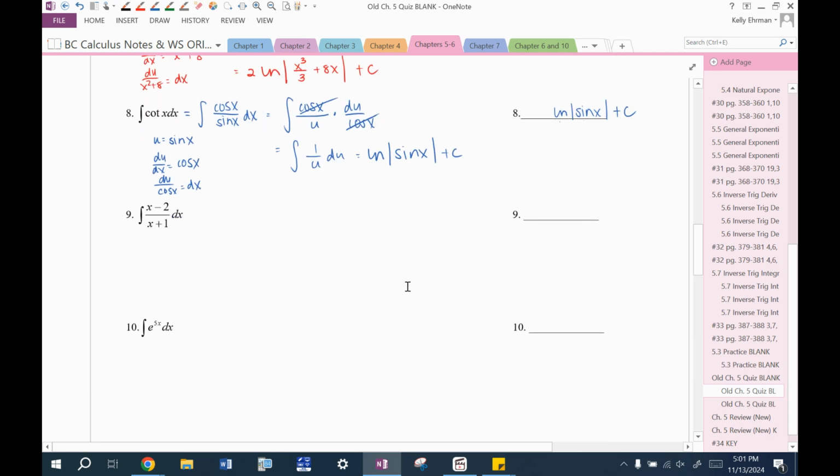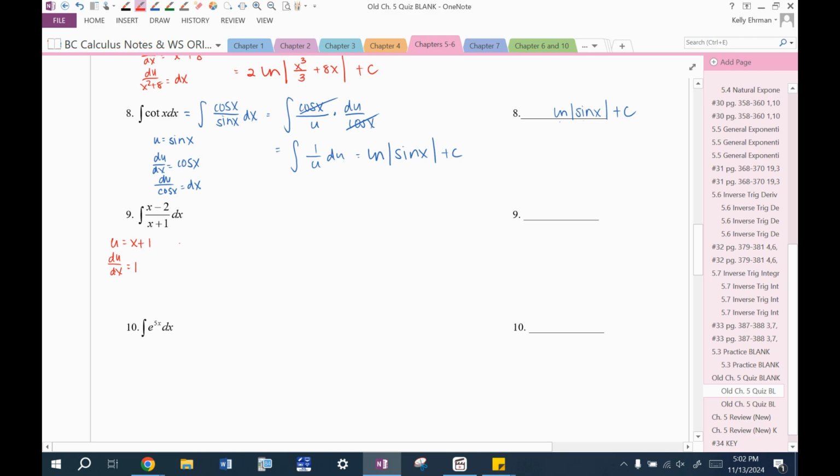All right. What about this one? I have a problem like this on our review as well. So what is the integral of x minus 2 over x plus 1? It's definitely not inverse trig. We can do u sub, but then du/dx is 1. So that doesn't get rid of the x minus 2, but we've run into this issue a few times now in different chapters. You can solve for x.